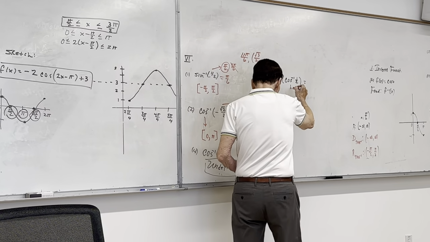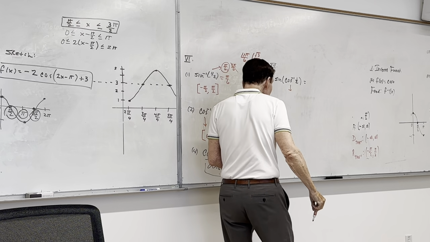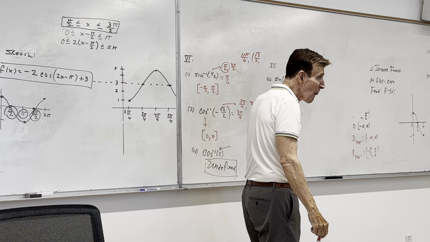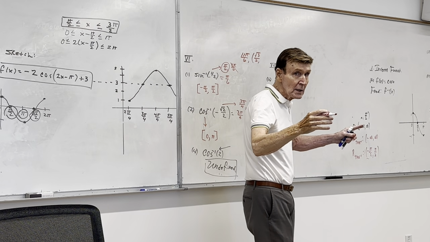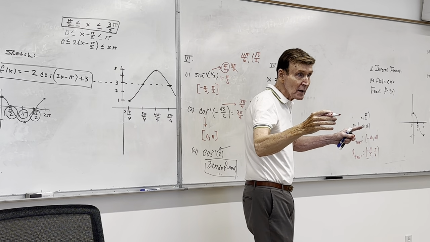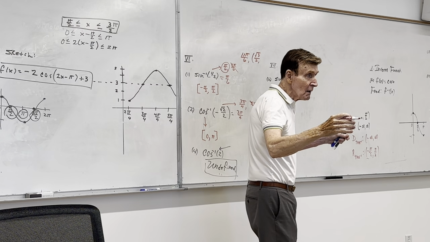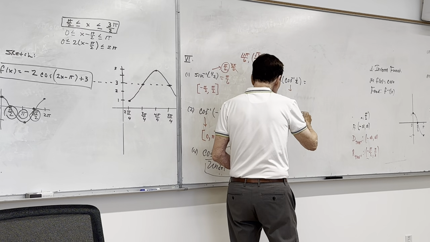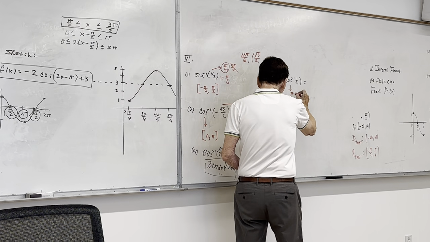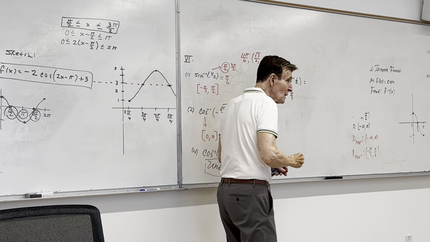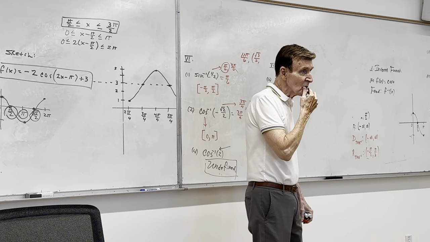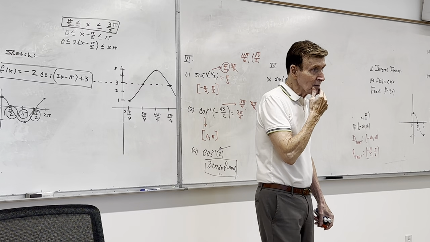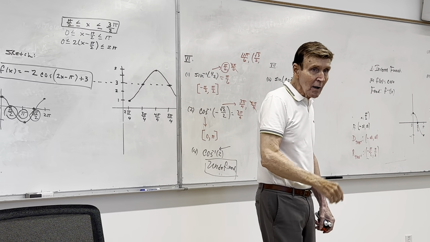Where on the unit circle have you seen the x-coordinate, which is cosine, equal to 1/2? Pi over 3? I heard pi over 6. Wait, for cosine? Cosine's equal to 1/2. Oh, it'll be pi over 3. Is it pi over 3? Yeah, it is.